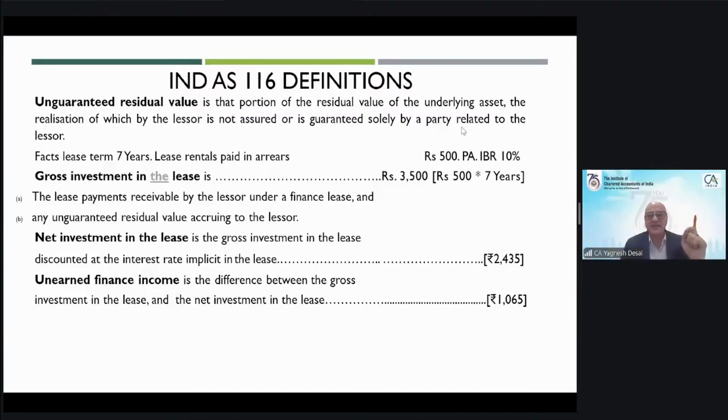Gross investment in the lease is net investment in lease and unrecognized finance income. I give you a small example, it's very easy to comprehend. There's a 7-year lease term. The lease payment paid in arrears is 500 per annum. The incremental borrowing rate is 10%. The gross investment in lease is 500 times 7 years, which is 3,500.